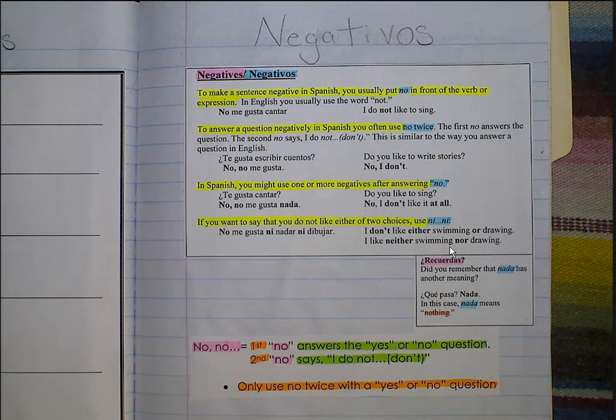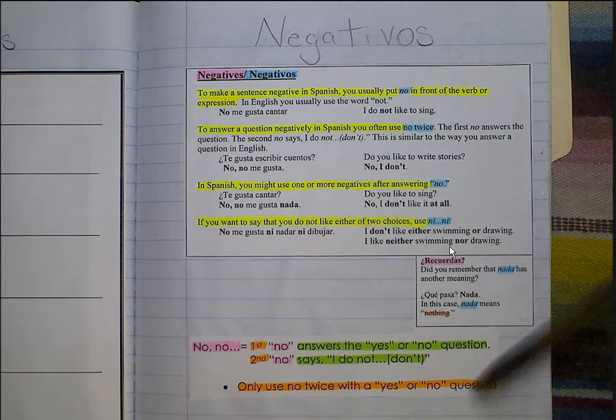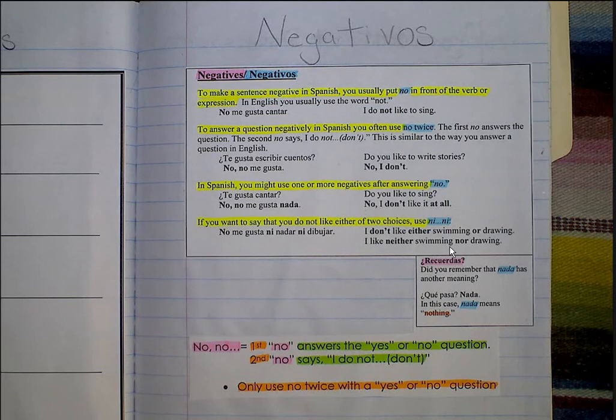Remember, students, make sure you are putting titles at the top. In this case, for this page, you could put negatives or negativos at the top of your page and also number your pages. Okay, go ahead and pause, and when you come back, we will learn how to form negatives in Spanish.